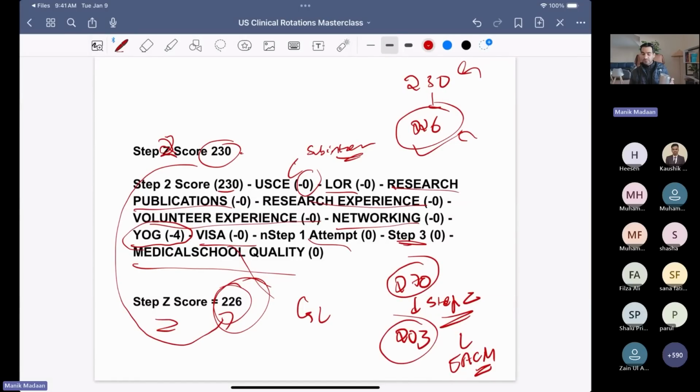From the holistic model perspective, right? That's why you would see a lot of people who have 270s go unmatched, because to the program, their Step Z score is low, right? Because they holistically are not the kind of people they're looking for. While you'll see many people who have Step 2 scores of 230, 225, but because they know how to play the game, they know how to network, they match, right? And it's pretty interesting how this all works, right?